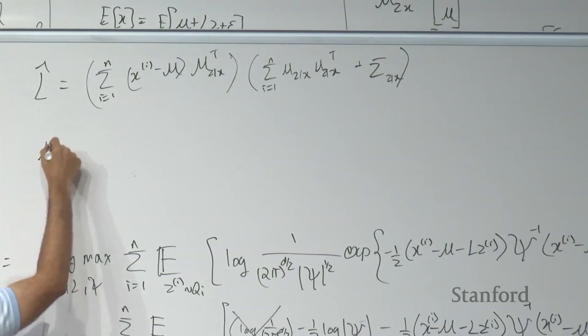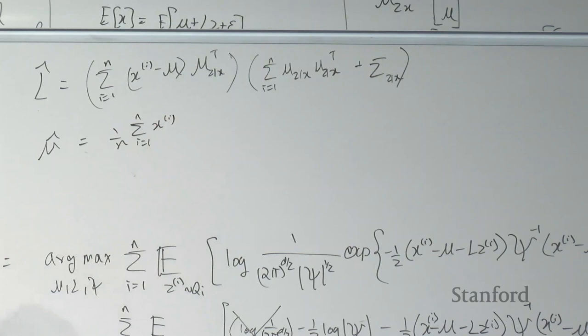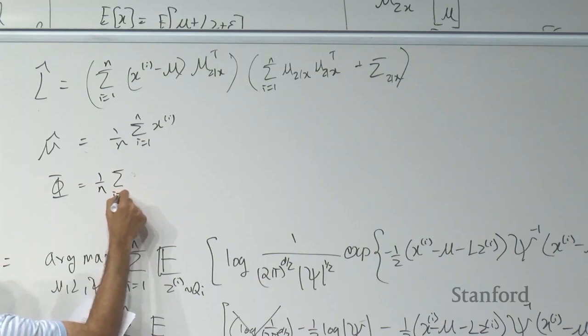And similarly the M step update for mu will be 1 over n, sum over i equals 1 to n of xi, right? This should be pretty straightforward because we assumed we gave z a zero mean, and x therefore had to have this mean, so mu therefore had to have this mean. And then we calculate this phi matrix, 1 over n, sum over i equals 1 to n.